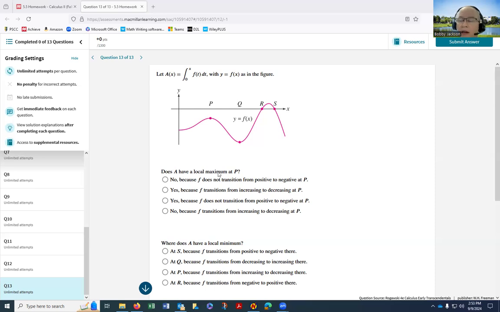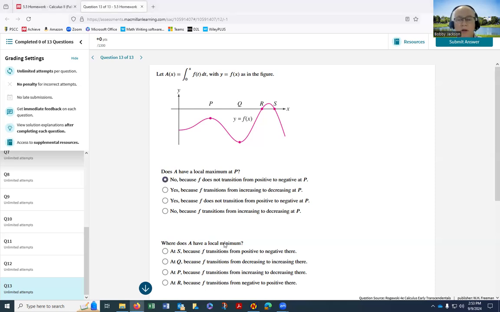Well, A will have a local maximum at a critical point where the derivative is 0 or undefined, and where the derivative changes sign from positive to negative. Derivative positive means we're increasing. Derivative negative means we're decreasing, right? So do we have a local maximum at P? No, because at P, the value of the derivative is below the x-axis, so it's negative. It's not even a critical point. So the answer is no, because the function f does not transition from positive to negative at P.